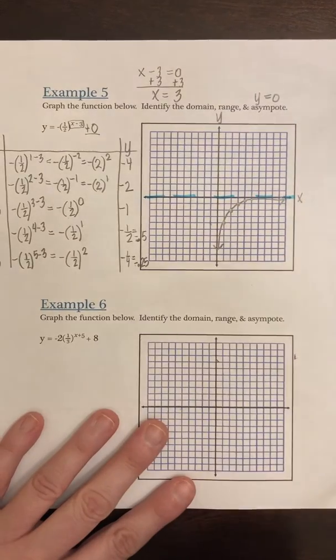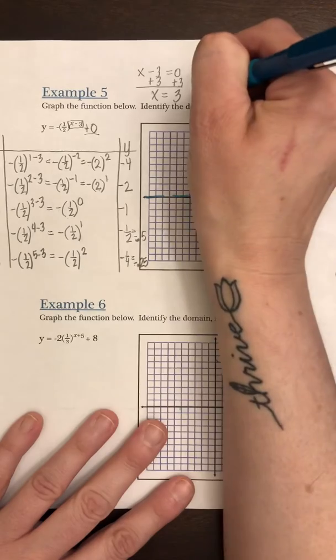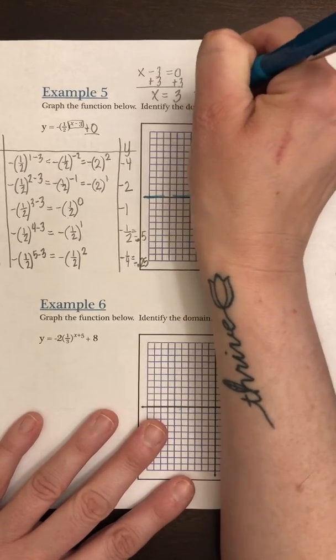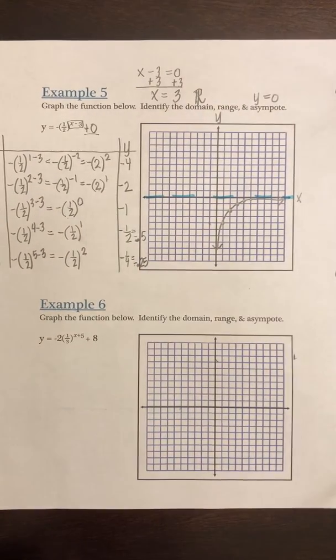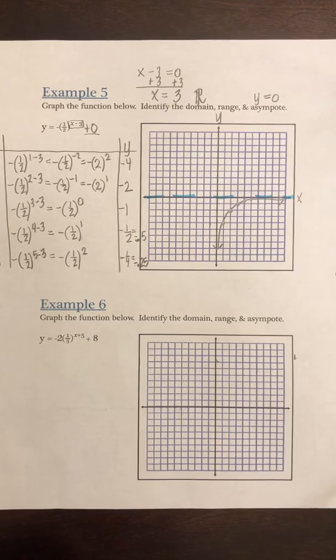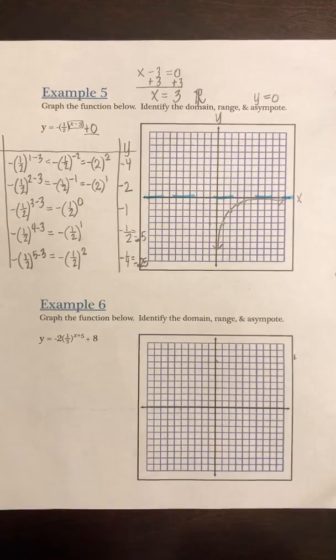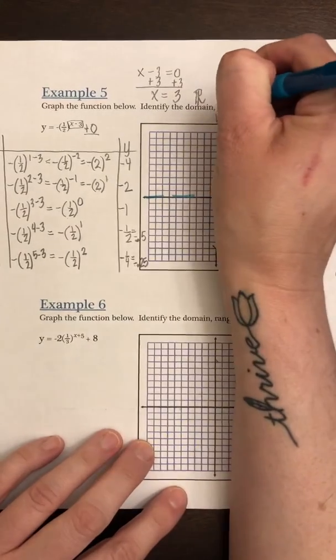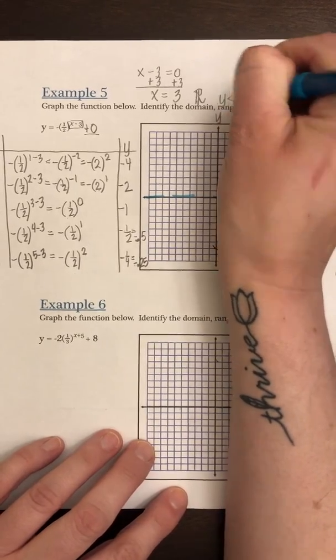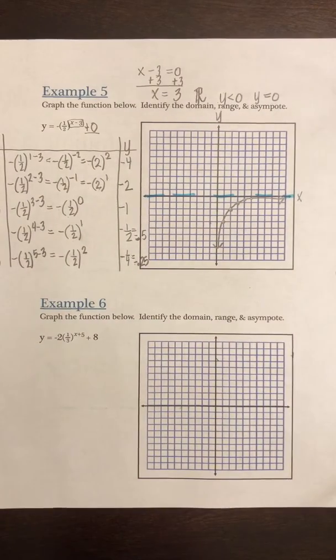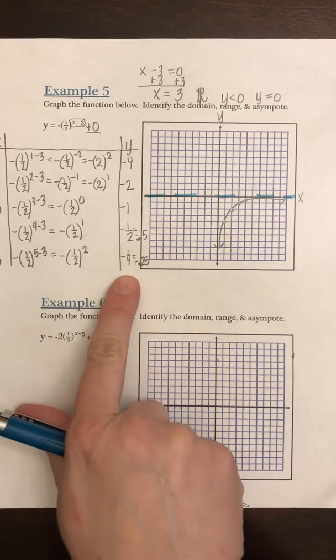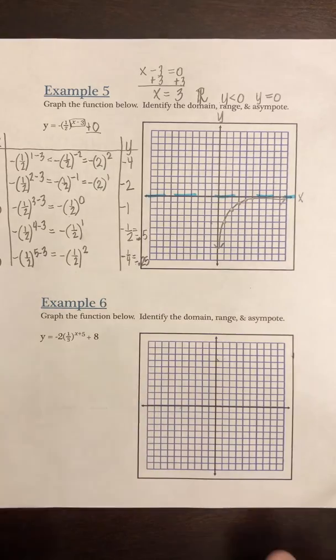Guess what that's going to change? Well, it's not going to change the domain. Domain is still all real numbers. You have no restrictions. You can plug in anything you want, but it is going to change the range because everything is below the asymptote. So this time we're going to say y is less than 0 because everything was below, less than, smaller than that y value of 0. And again, you can see that in your table of values. If you look at all your y values, they're all negatives, so they're all below 0.